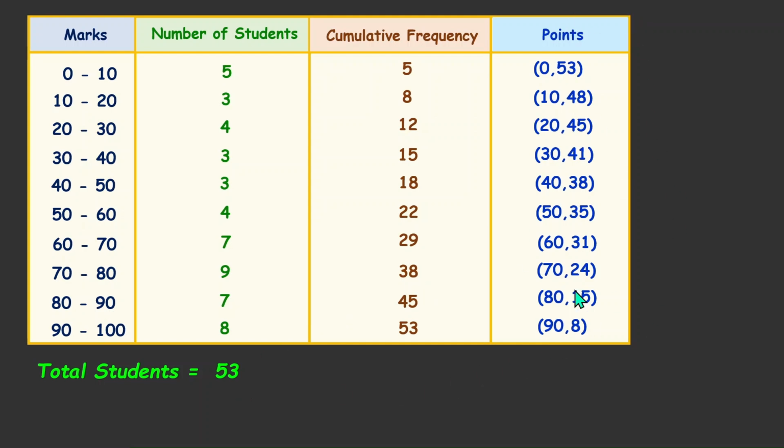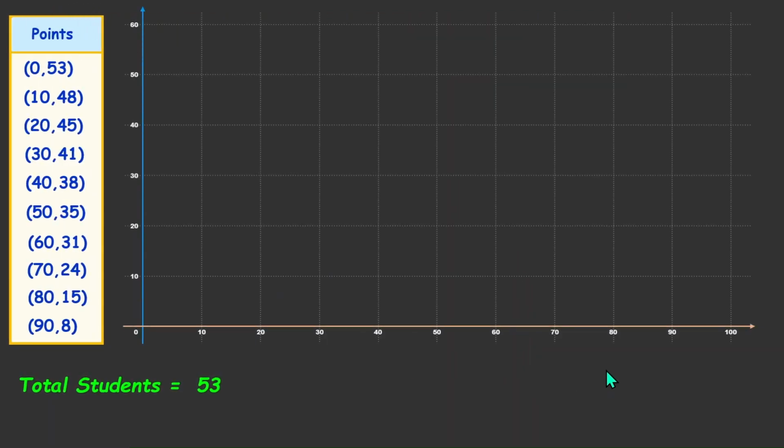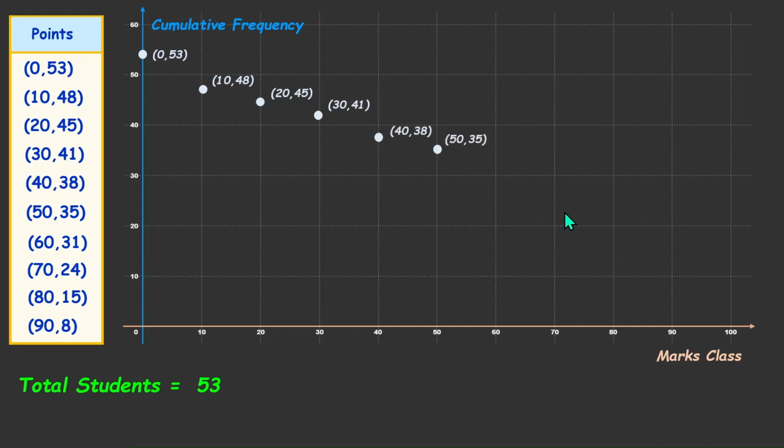So now let's just take the points and make our curve. So we have our points. Let's take our curve again. In the x-axis, we have marks class, and in the y-axis, we have the cumulative frequency. And now let's plot the points. So 0, 53 would be somewhere here. 10, 48 would be here. 20, 45 would be here. 30, 41 would be here. And so on. So 40, 38 would be here. 50, 35, 60, 31, 70, 24, 80, 15, and ultimately 90, 8.